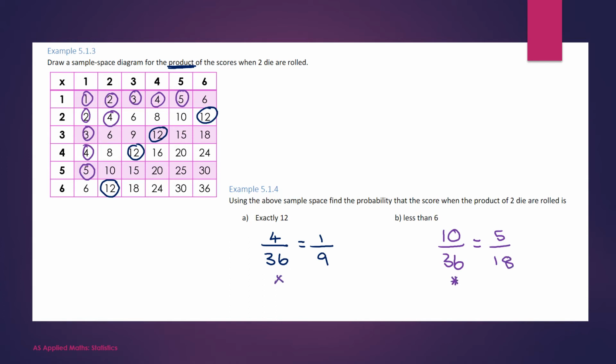It is worth showing your fraction before you simplify it down, just to make sure you don't make a mistake with that simplification. I mean, you shouldn't, but we all do slip up from time to time, so it is worth writing that down.